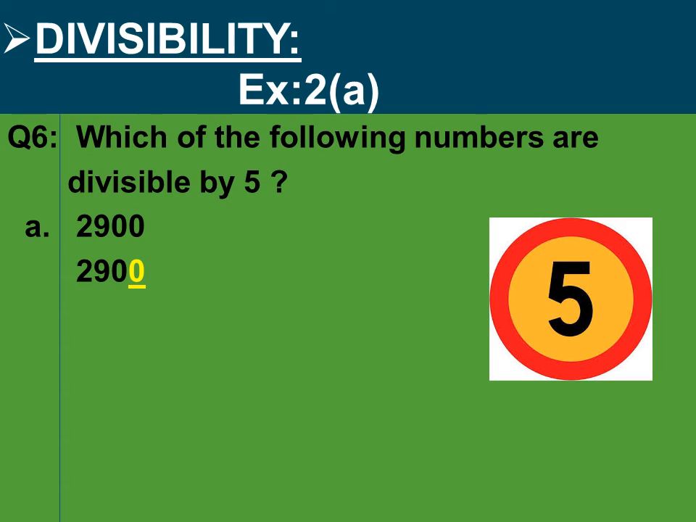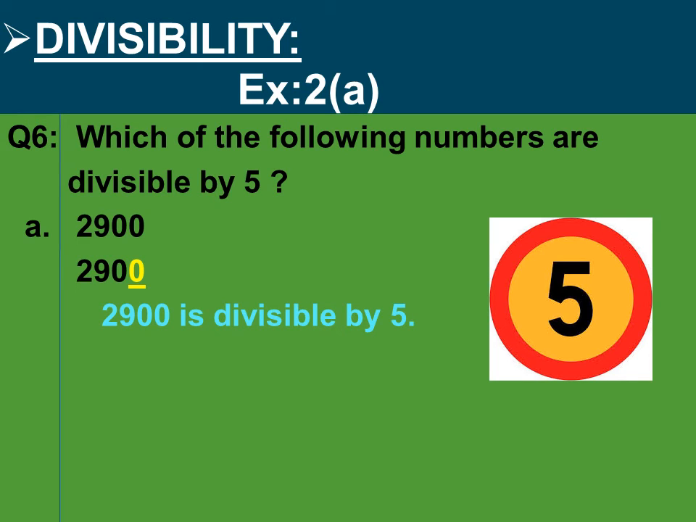Last digit of this number is 0, and the divisibility rule of 5 says that if we have digit 0 or 5 at the last digit of given number, then the given number will be divisible by 5. We have 0 in the last digit of this number, so the whole number, that is 2900, is divisible by 5.